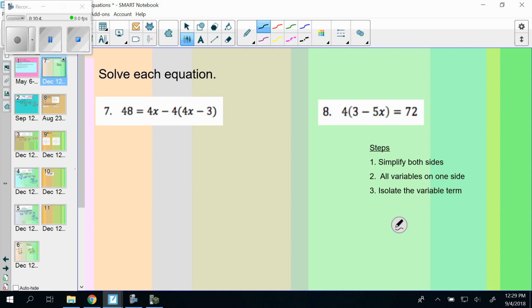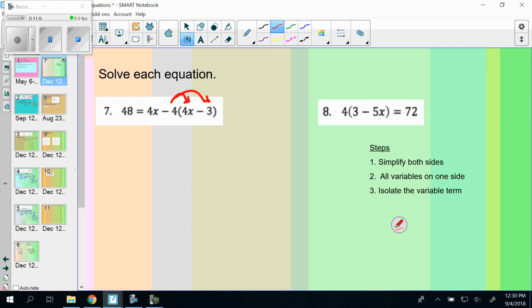A couple more here. Number 7, okay, start by going through and doing any simplifying. Left side has nothing. Right side has some multiple stuff here. We can't simplify in the parentheses, so we can't do anything there. There's no exponents, so then the next thing in our order of operations is multiply. We do have some multiplication here.